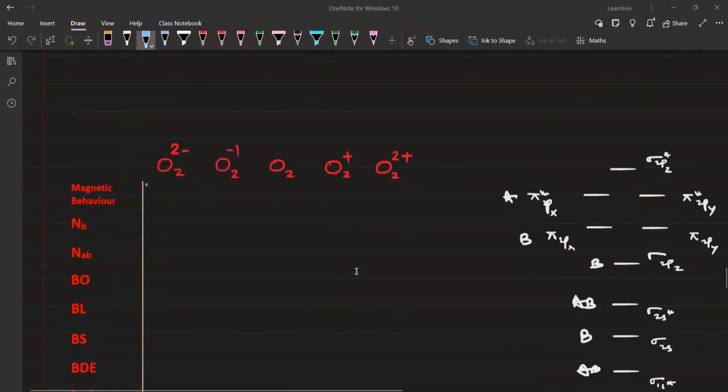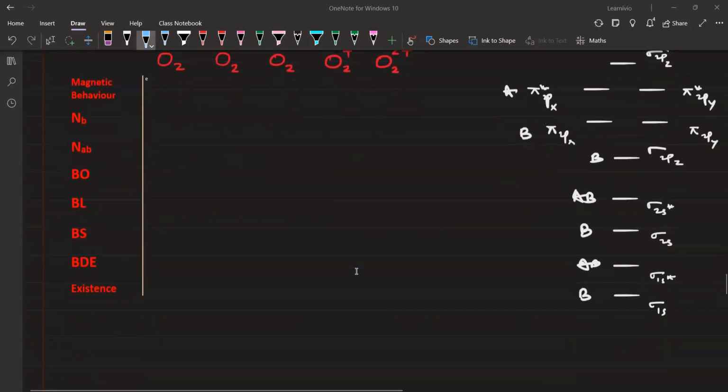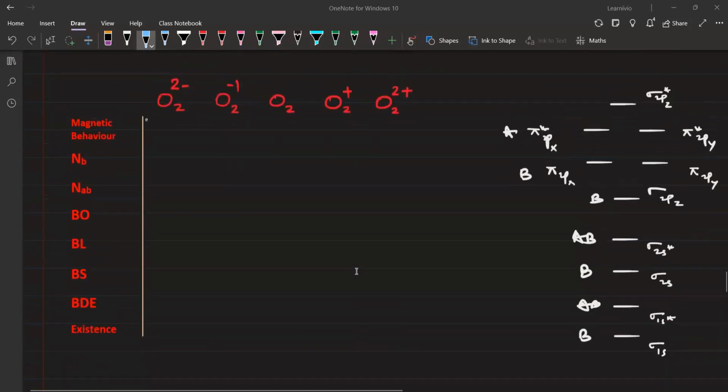नेक्स्ट इज O2. ठीक है, तो O2 में हम लोग देखेंगे, we are going to see 5 cases here. That is O2, then O2 positive and O2 2 positive, O2 negative and O2 2 negative. In the case of O2, we have how many electrons? We have 16 electrons because each oxygen atom is having 8 electrons. So when we have 16, that is more than 14. So we are going to have 1, 2, 2, 1.